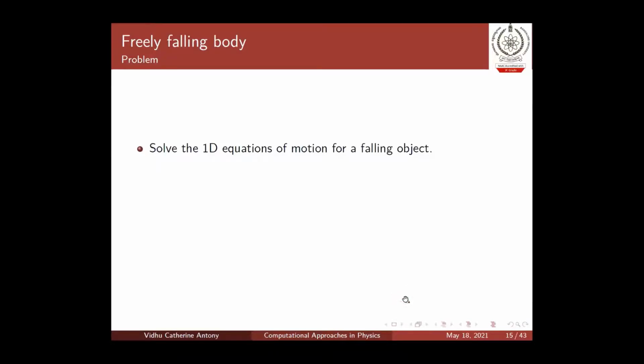Solve the one-dimensional equation of motion for a falling object. Again, remember, one-dimensional. Only in the y direction is what I'm doing, because I'm talking about the height. I really want you to be careful about this. It is not projectile motion, it's one-dimensional motion.